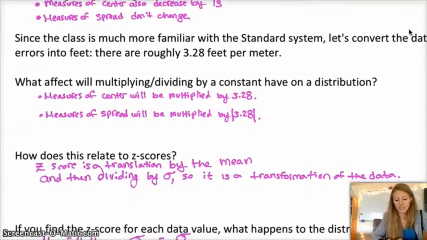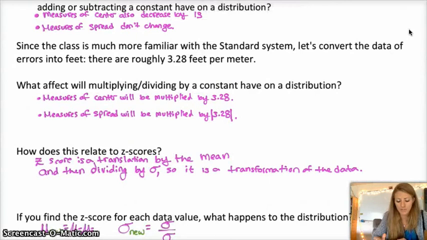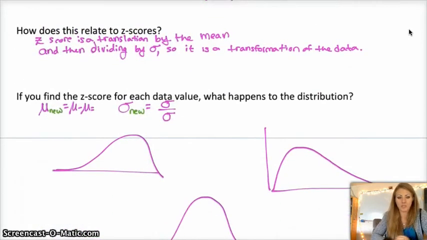Okay, so again, this is just kind of like a repeat of what we did before. Pause it if you need to read that. But anyways, we want to talk a little bit about z-score. So how does this relate to z-score?